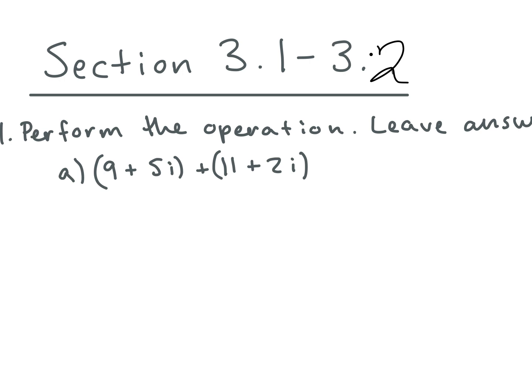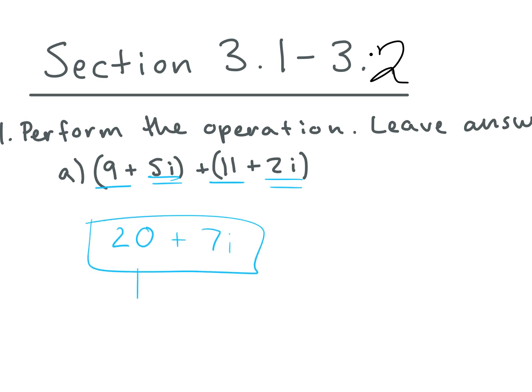We're going to start by performing the operation with our complex numbers. Remember, real numbers can be added to real numbers and imaginary numbers can be added to imaginary numbers. So we have to stick with the like term. What's 9 plus 11? 20. And then what's 5i plus 2i? 7i. And then in standard form, we have to leave the real part first. Make sure the real part comes first.